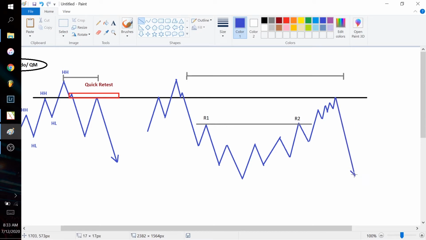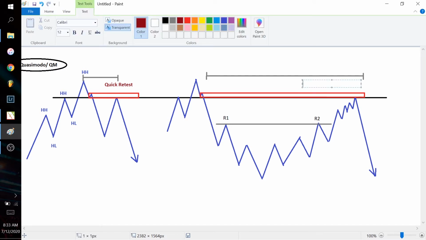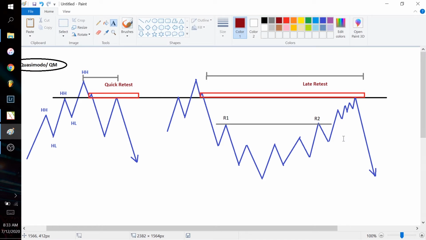So the duration is really dependent on your time frame, the setup of your time frame. If it is an M30, then the duration could take about a couple of hours. If you're talking about the daily time frame, then the duration can be a couple of weeks to a couple of months. But you should be able to see the difference between the quick retest and the late retest in terms of the length of this entire setup. So this is the late retest.